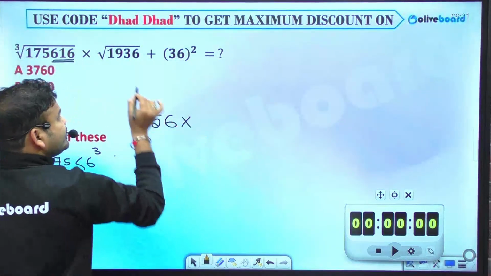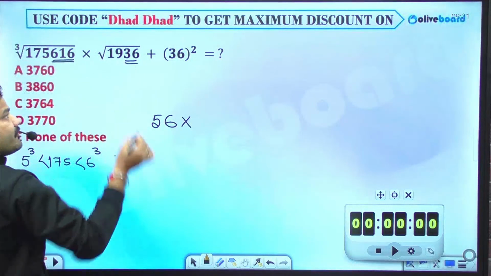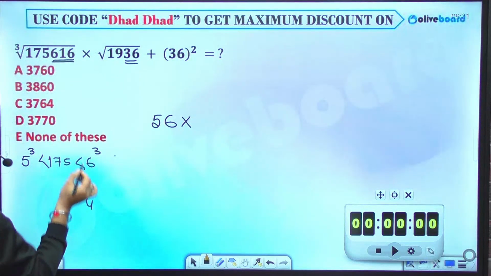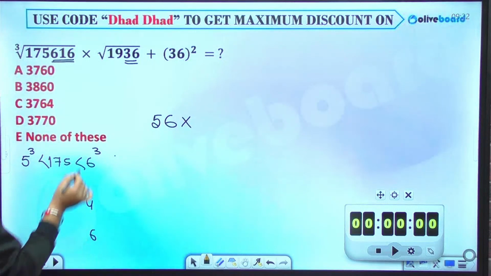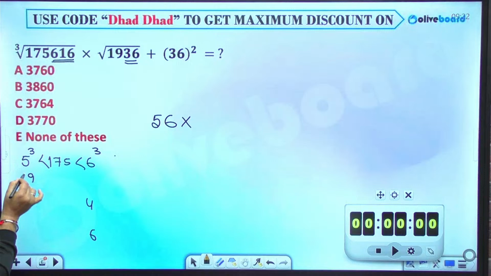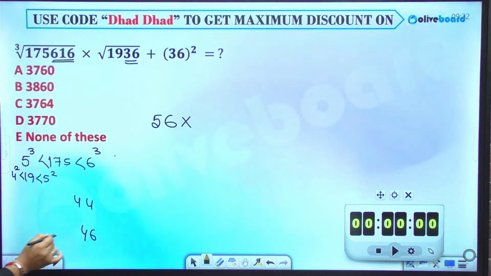Same process. Make the pair of the last two numbers for the square root. The unit place will be either 4 or 6, since 4 square is 16 and 6 square is 36. 19 is between the squares of which two numbers? 4 square and 5 square. Take the smaller number. Take 44 or 46.